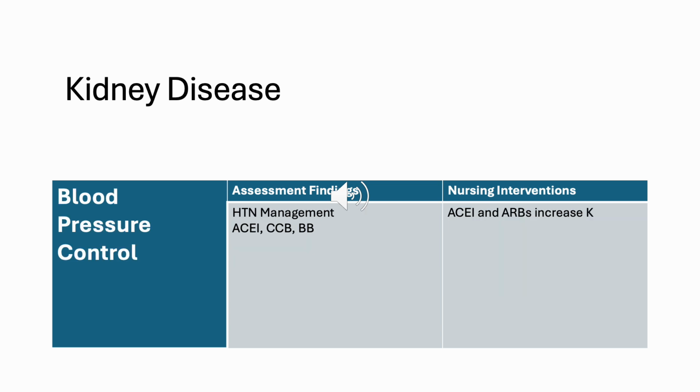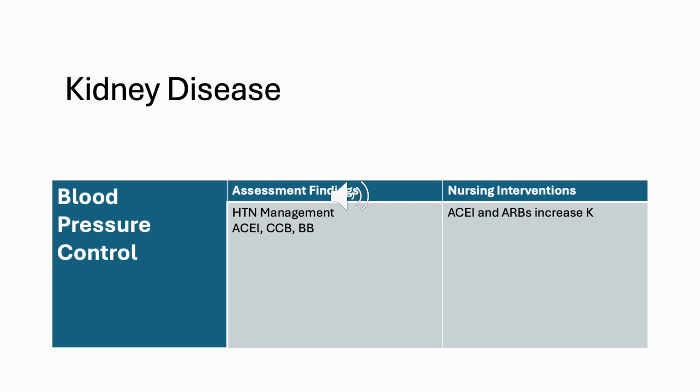B stands for blood pressure control. And this is kind of a chicken and egg situation because having uncontrolled hypertension is probably one of the main drivers of kidney disease. But also kidney disease causes high blood pressure. So patients with kidney disease need very good hypertension management. Oftentimes they're put on an ACE inhibitor early to decrease protein loss in the urine.